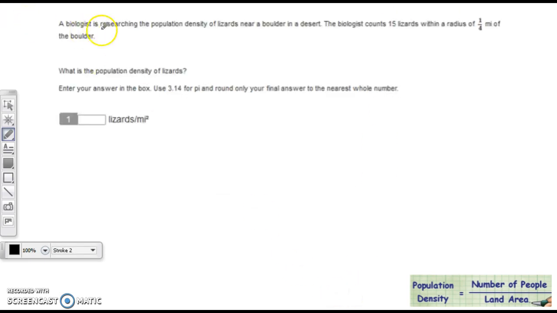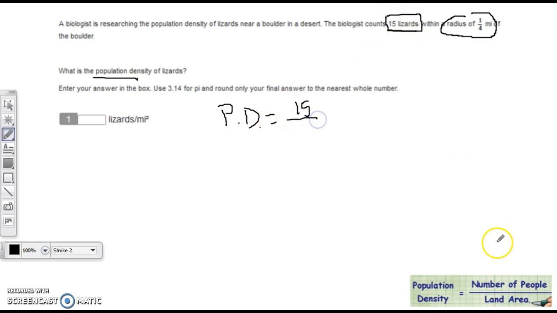All right, a biologist is researching the population density of lizards near a boulder in the desert. The biologist counts 15 lizards within a radius of 1/4 mile. What is the population density? Okay, so again, we have our population density formula. The population density equals the number of people, in this case it's the number of lizards, and he counts 15 lizards, over the land area. 1/4 is not the area. What we've got going on here is we have this big boulder, and it says within a radius of 1/4.